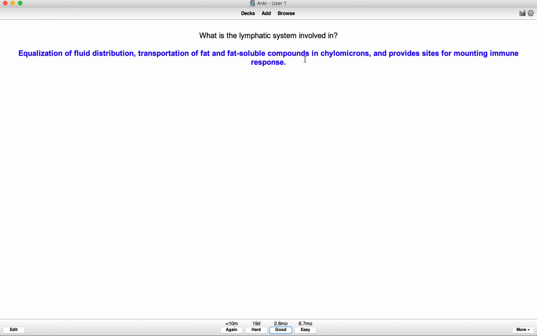The lymphatic system is involved in equalization of fluid distribution, transportation of fat and fat-soluble compounds through chylomicrons, and providing a site for mounting the immune response. So fluid distribution, fat transportation, and a site for mounting immune response.